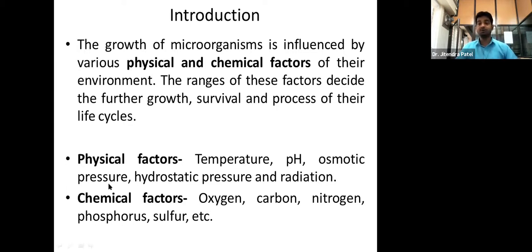Osmotic pressure, yes, of course, because of the morphology of the microorganism, the outermost layer of the microorganism, how it has been made up, and how much pressure it can tolerate, that we need to know. Then hydrostatic pressure, along with osmotic pressure, and also radiations, the rays, UV, visible or different types of radiation, whether they can tolerate them or not, and how they are going to have their life cycle. Coming to the chemical factors: oxygen, carbon, nitrogen, phosphorus, and sulfur. These are the factors which can affect chemically, which we could also see in the classification of microorganisms, right?